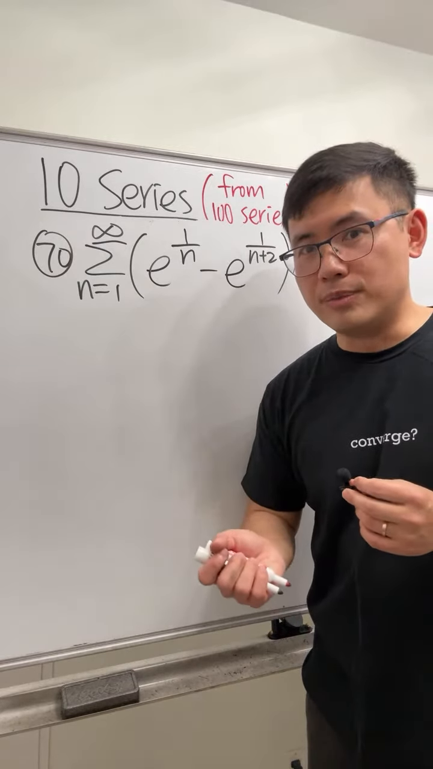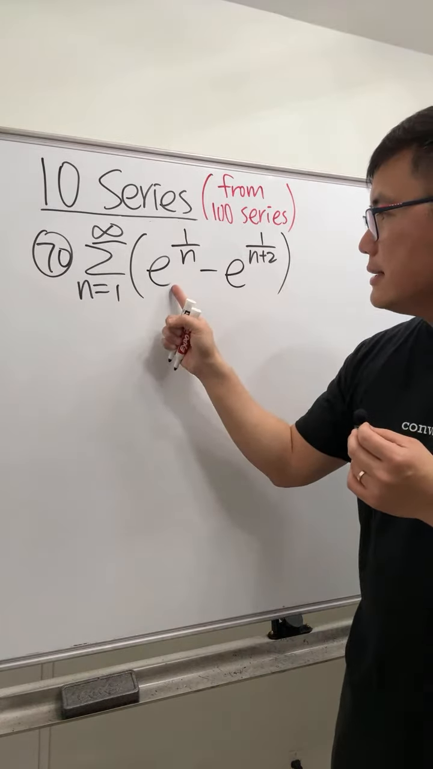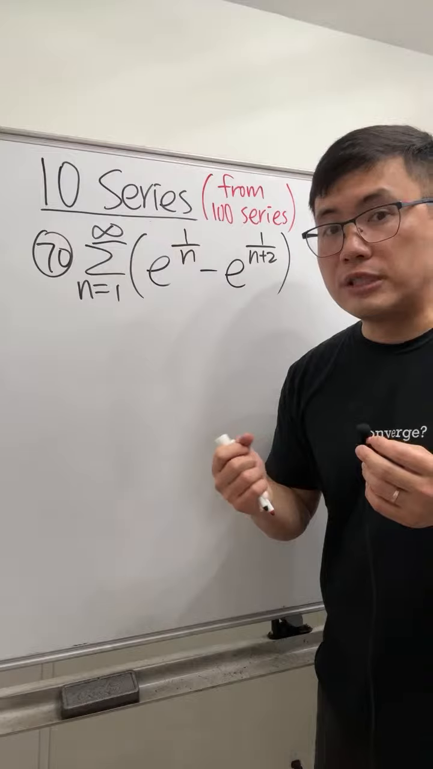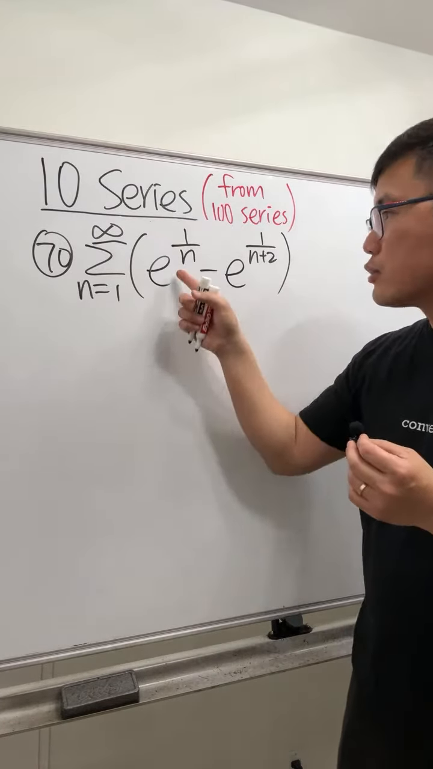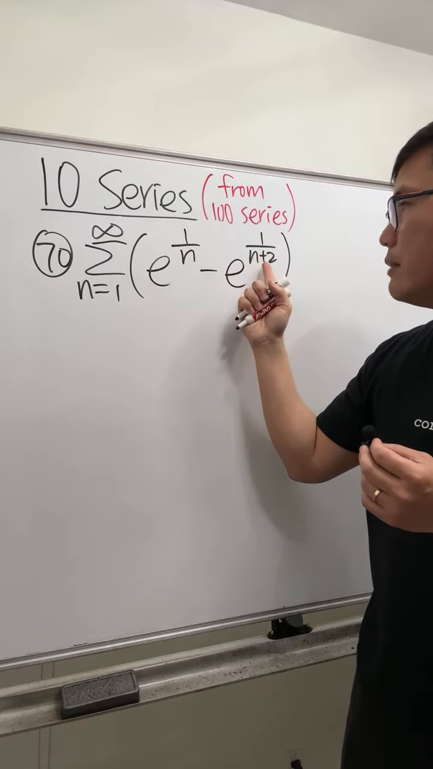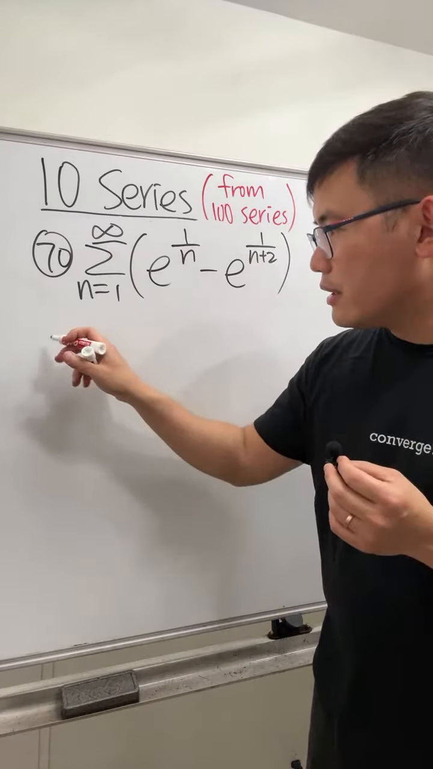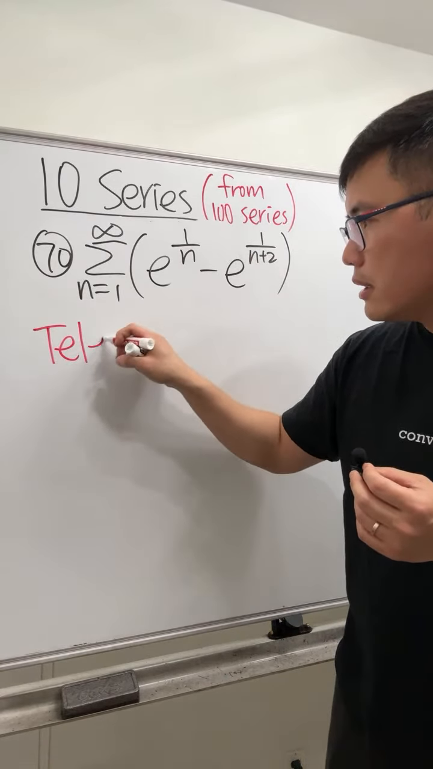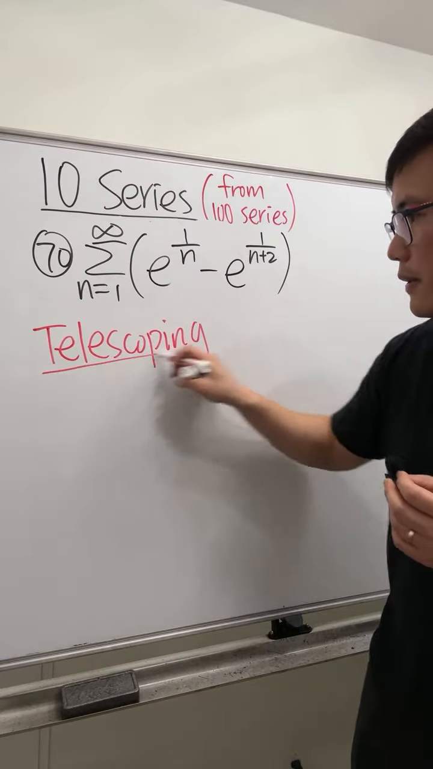And now let me just remind you guys, this is telescoping because this term and that term are pretty much the same kind, but they're just off by 2, right? The structure is the same, but here we have n, here we have n plus 2. So they're off by 2 terms. So this right here is telescoping.